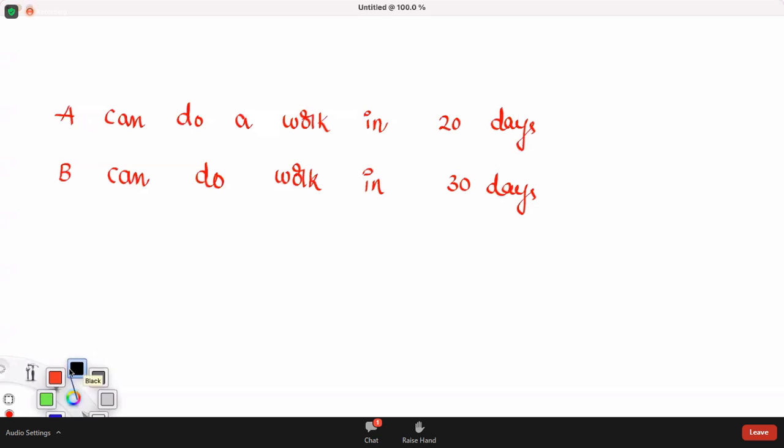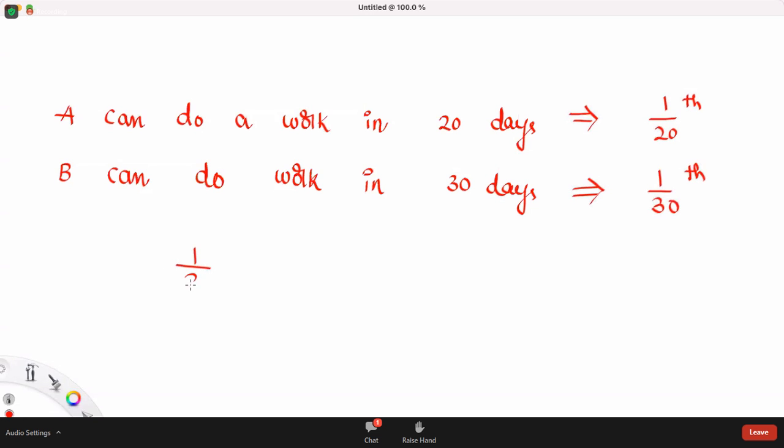Using this data, I can say one thing. In one day, A can finish 1 by 20th part of the work. B can finish the entire work in 30 days, which means he can finish 1 by 30th part of the work. The question here is, if A and B are working together, how much of the work is completed? 1 by 20th plus 1 by 30th part of the work will be completed in one day.